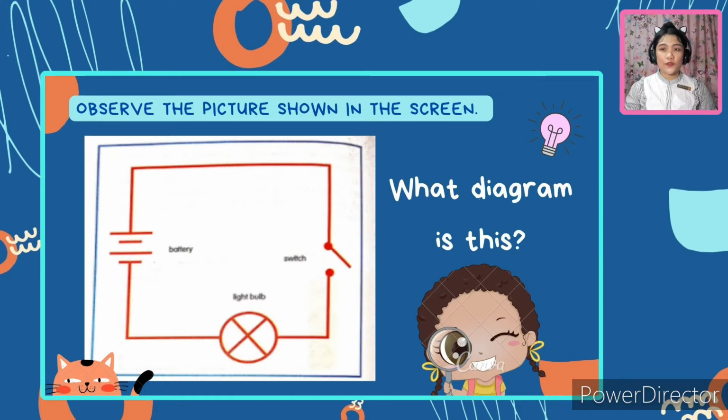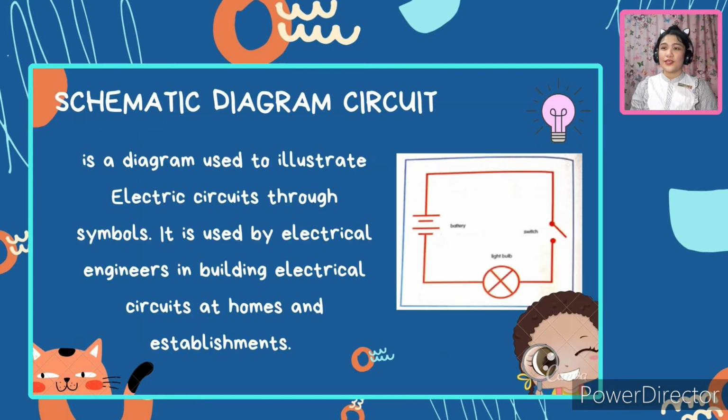Okay, observe the picture shown in the screen. What diagram is this? We have the battery, we have a switch, we have the light bulb. So this is a schematic diagram circuit. It is a diagram used to illustrate electric circuits through symbols. It is used by electrical engineers in building electrical circuits at home and establishments. This diagram is used by electrical engineers to communicate their ideas to other engineers.